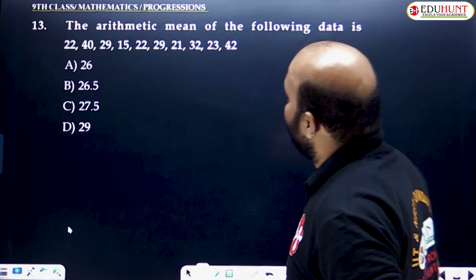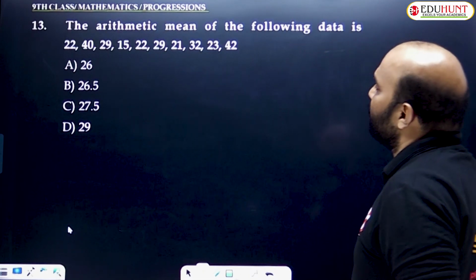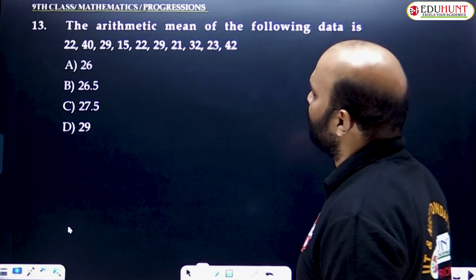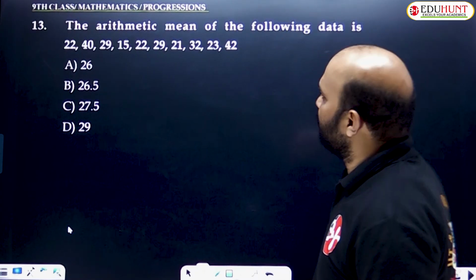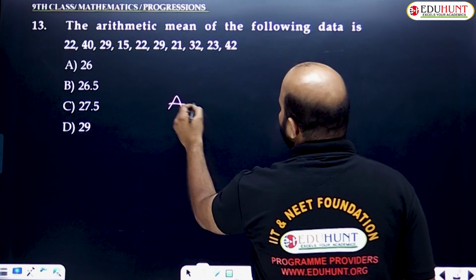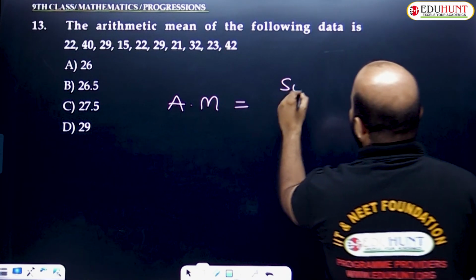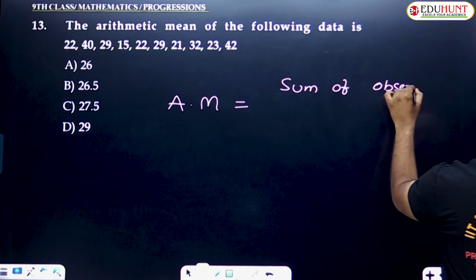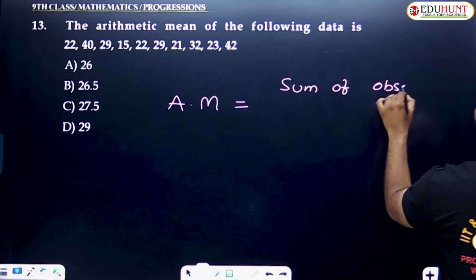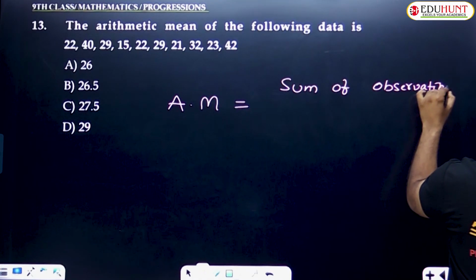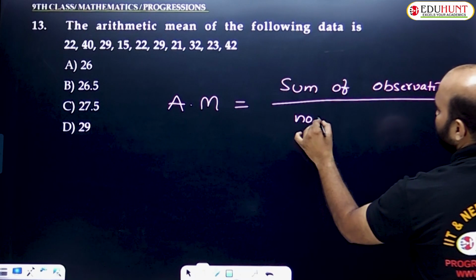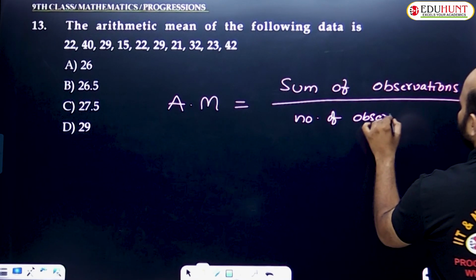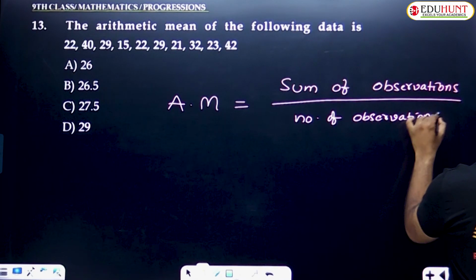Okay, let's go to question number 13. The arithmetic mean of the following data 22, 40, 29, 15, 22, 29, 21, 32, 23, 42 is. Option A 26, option B 26.5, option C 27.5, option D 29. The question is asking for the arithmetic mean, AM. What is the AM formula? Sum of items by number of items, or sum of observations by number of observations.